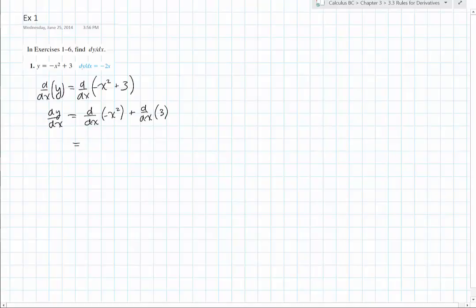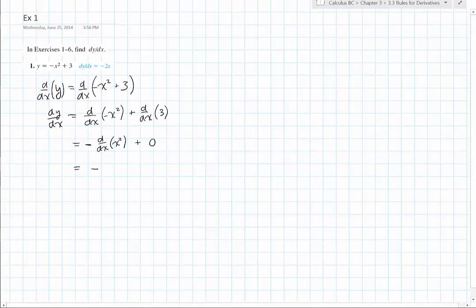Now, what does it mean to take the derivative of negative x squared? Well, one of the things that you can do is pull out any constant multiplier, and the constant multiplier in this case is negative 1, so I'll pull that out. So what I'm really going to do is take the derivative of x squared. And over here I'm taking the derivative of 3, and that's a big old 0.